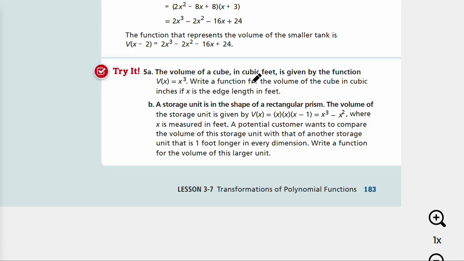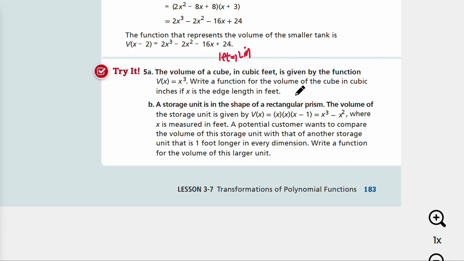So we do have the equation already. We want to write a function using a different dimension, which is inches. So you do know that 1 foot is equal to 12 inches, right? So using this information, do the math.